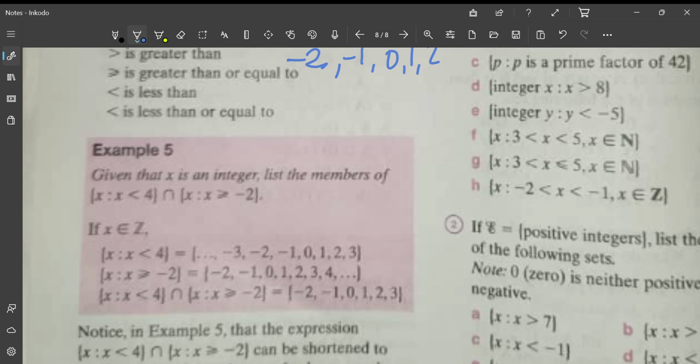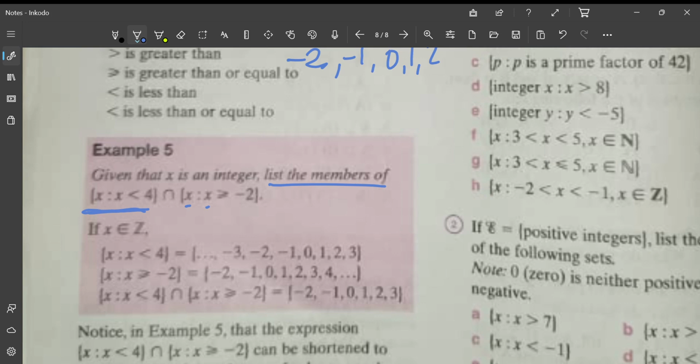So look at this question where you are given two different set notations, and you are to intersect the two sets. You are given that x is an integer. Remember what an integer is? It's a whole number, can be negative or positive. Then you are told to list the members of the set x where x is less than 4, intersecting with another set x where x is greater than or equal to -2. So the first thing you do in set builder notation is to understand the question and then populate your data sets with this information.